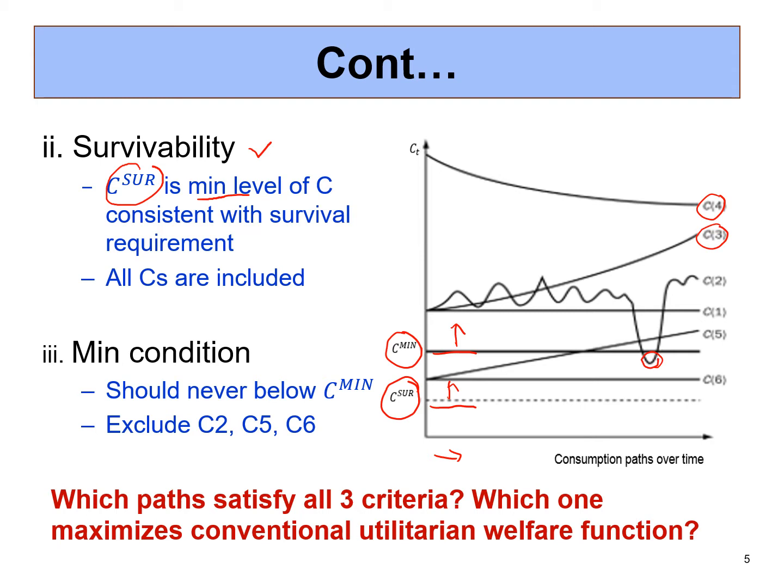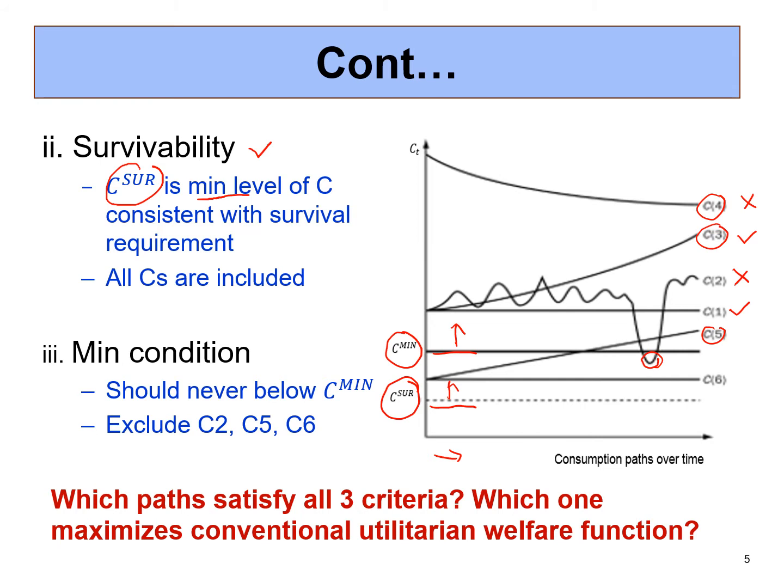Okay, so now which path satisfies all three criteria? We have non-declining consumption, survivability, and minimum condition. Which one? If you look at the first one, this is declining, so it doesn't fulfill the first criterion. How about the second one? Yes, it is not declining. The next one, it is static, so this is fine. This one, C5, it is increasing. Okay, it fulfills the non-declining criterion.